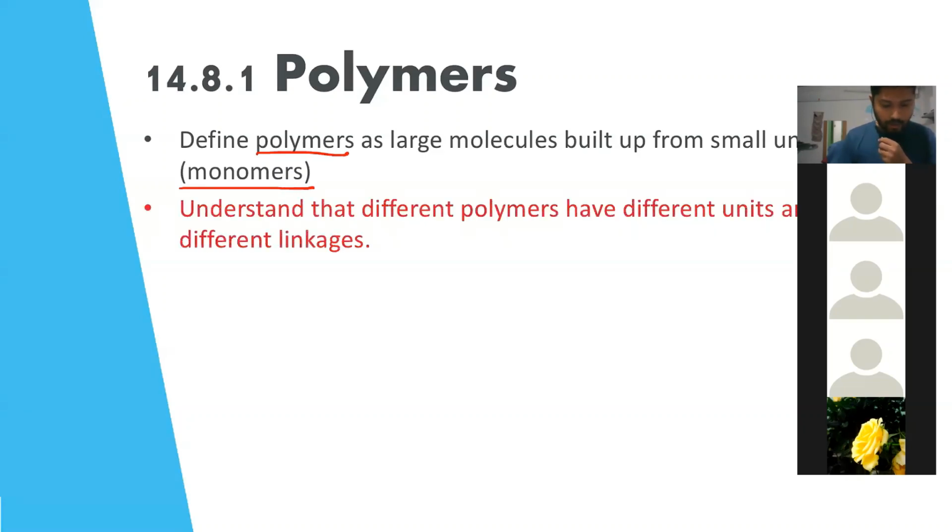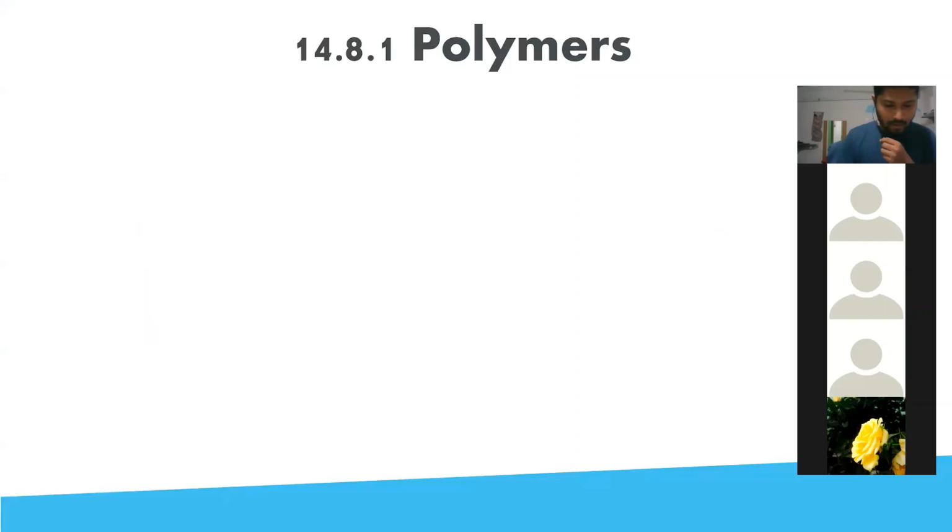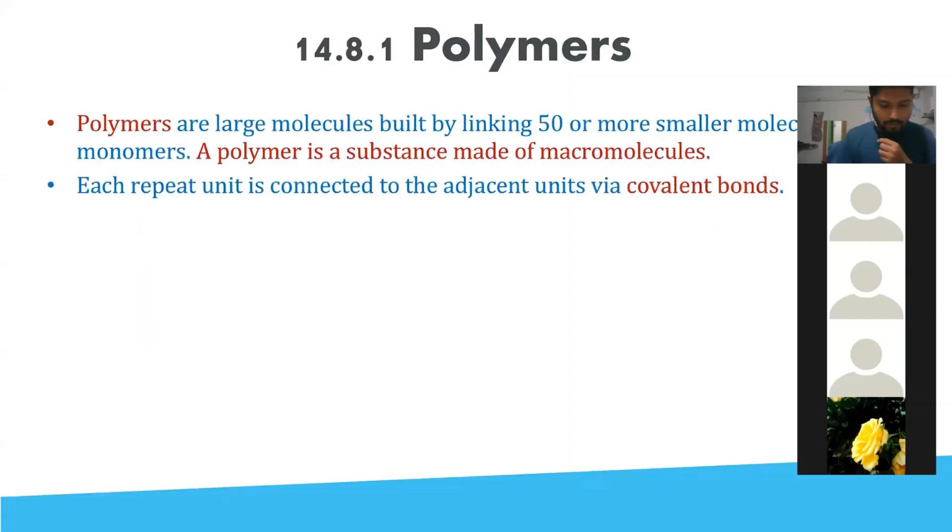And we have to understand the difference between polymers as compounds which have different units or different linkages. So we will be specifically learning about the linkages or the units. So under polymers, the first is the definition. The definition says that polymers are large molecules built by linking 50 or more smaller molecules.